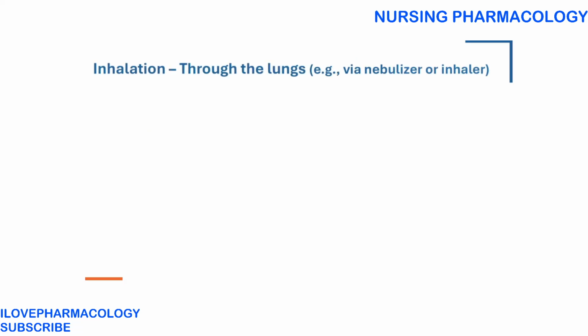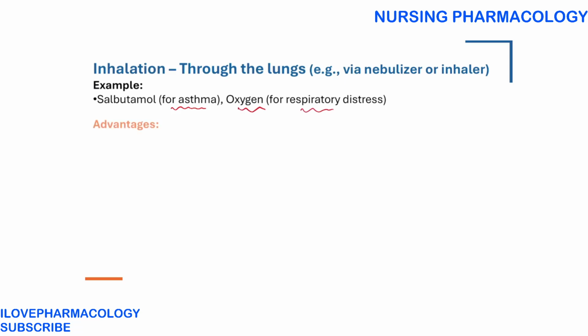So next, coming to the drugs which are given through inhalational route. So these are the drugs which are acting on the lungs. So usually it will be given through the nebulizer or inhalers or rotahalers, or in the form of the metered-dose inhalers. Salbutamol, which is used to treat asthma, is given through inhalers. Oxygen for respiratory distress.